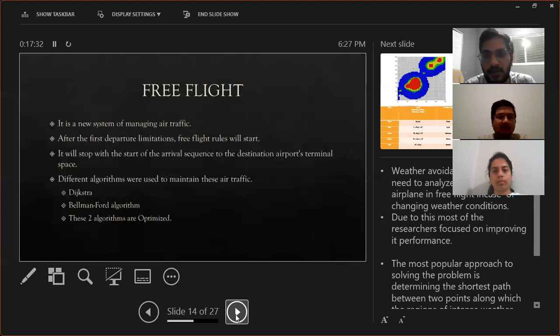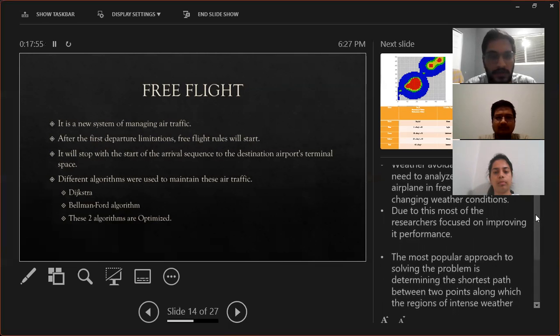There are different algorithms used for maintaining these free flight scenarios. They are Dijkstra and Bellman-Ford algorithms. These two algorithms are single source shortest path algorithms. These are optimized algorithms to solve this issue. We have the A-star algorithm, which is used to determine the best path from one point to another point. Then coming to next slide.